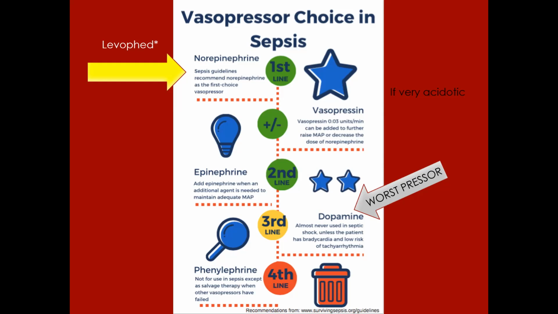And yeah, it may be really easy to give, and it's already pre-done in a lot of code carts. It's the final Hail Mary if you have nothing else, but it is definitely the worst pressor. So if you could give anything else, I would give it. And if you cannot give dopamine, I would not give it.